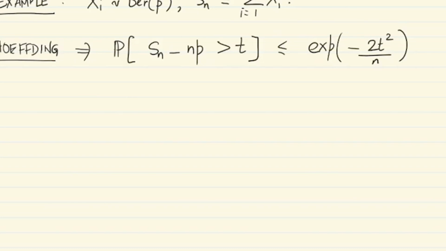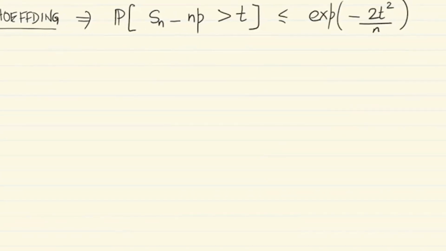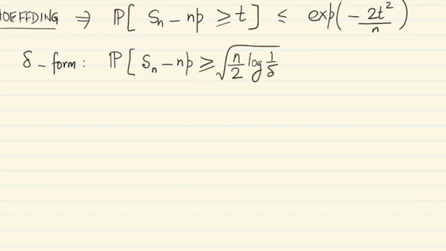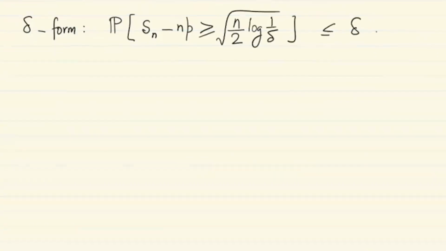So a and b are set to 1 here because that's the range of every Bernoulli random variable. Equivalently, the delta form of Hoeffding's inequality says that with probability at most delta, this event occurs: Sn minus Np exceeds, so in fact you can put greater than or equal to, square root, so it's basically square root of n times log 1 by delta, at most delta.